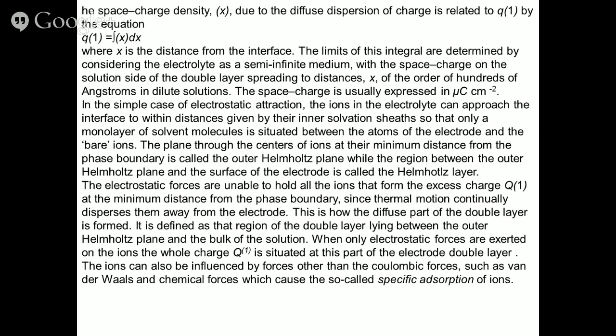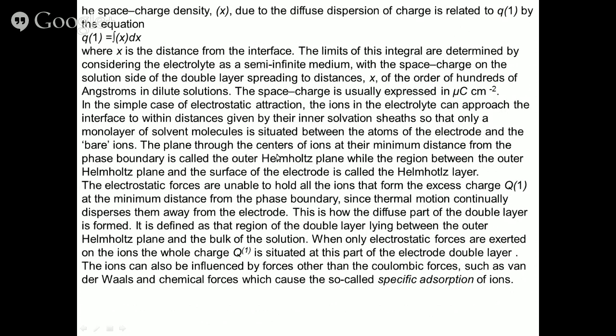In the simple case of electrostatic attraction, the ions in the electrolyte can approach the interface to within distances given by their inner solvation sheets. I will make sure all these things are clear to you, so that only a monolayer of solvent molecules is situated between the atoms of the electrode and the bare ions. Okay, what it means is, if I have an ion and I have an electrode, where is the solvation sphere? We assume that when the ion is very near to the electrode, the solvation sphere is very limited. That is what it means.